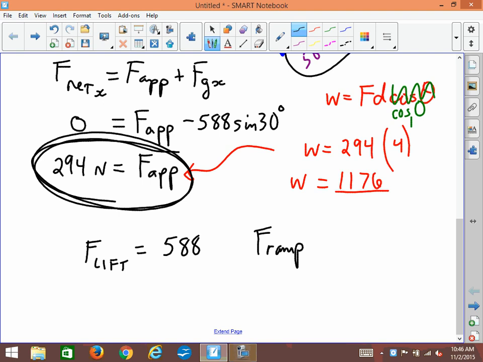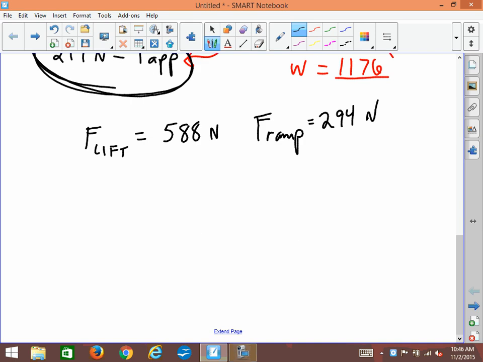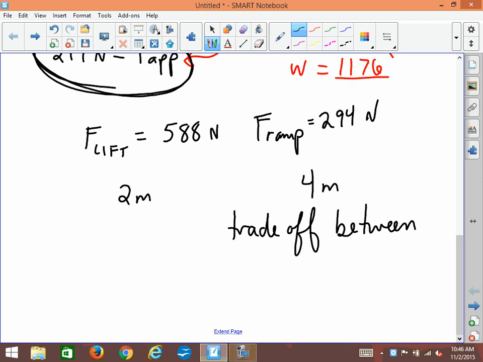The force on the ramp is 294 newtons. It's a lot less force. But we managed to do the same amount of work. So it seems like we got a deal here. But we didn't really get a deal because this was a 2-meter lift, this was a 4-meter push. So what the ramp has done is it's a trade-off. It allows us to use less force, but the payment for that is you have to push for a longer distance. Trade-off between force and distance.